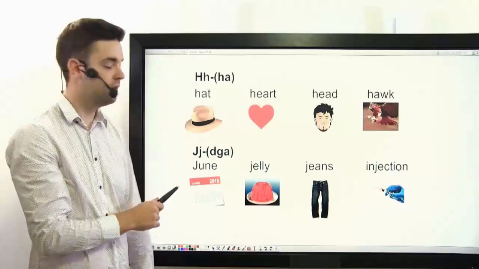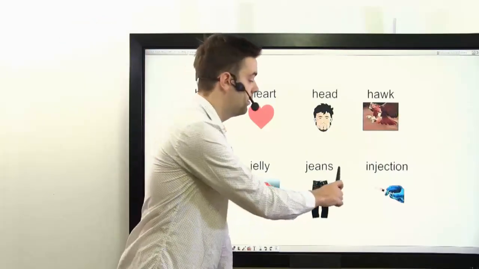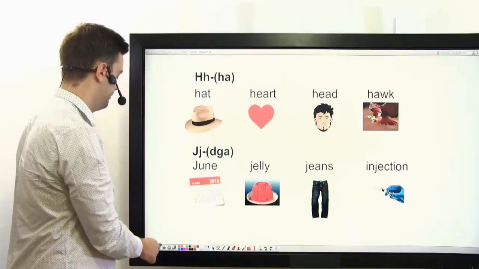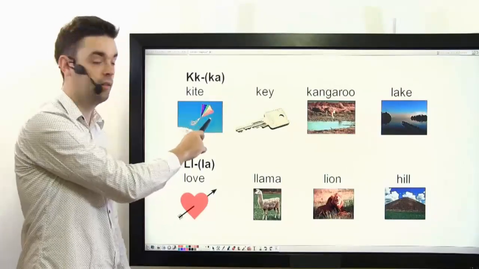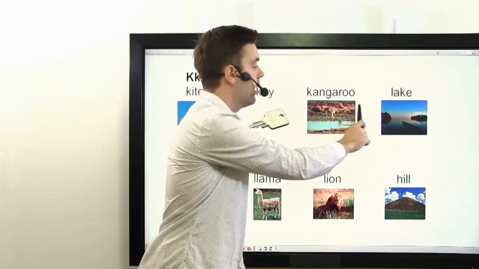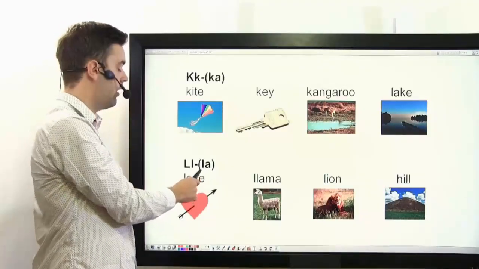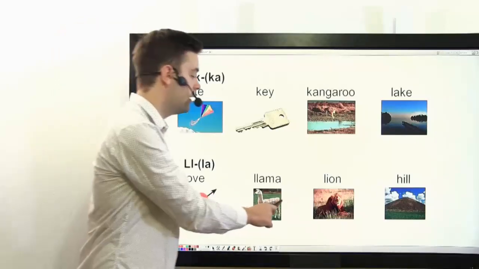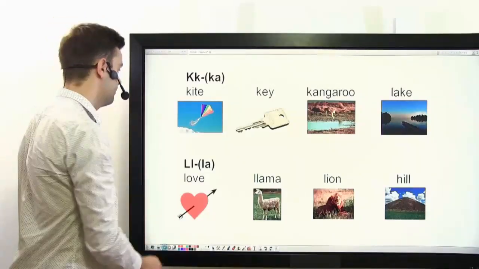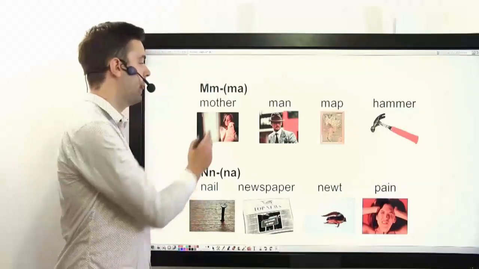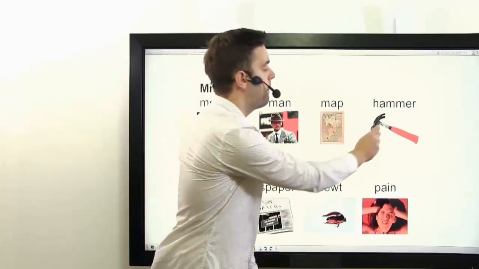J, so June, jelly, jeans, injection, J. K, kite, key, kangaroo, lake, K. L, love, llama, lion, hill, L. M, mother, man, map, hammer.